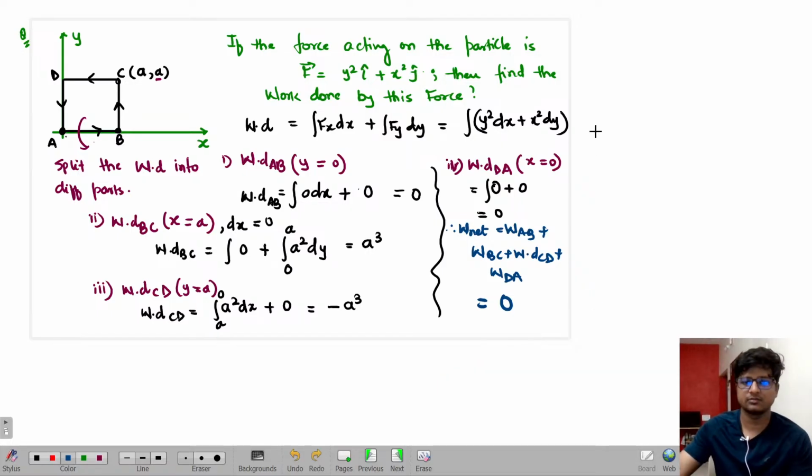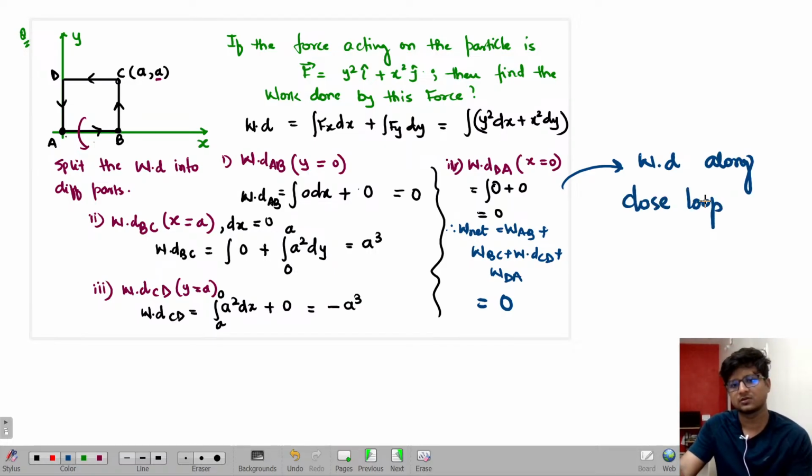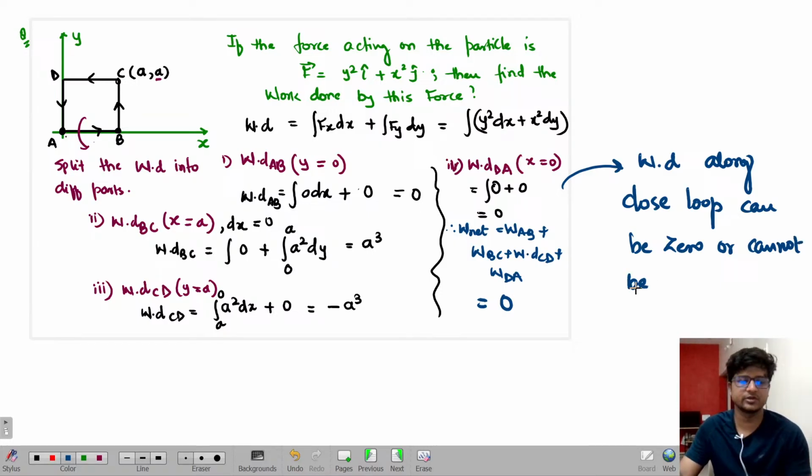Work done along a closed loop can be 0 or cannot be 0. Here I found it to be 0, but if I change my coordinates, like 2a and a, then it will not be 0. Is that clear or not? So what you have to do is always write the equations. Is that clear or not?